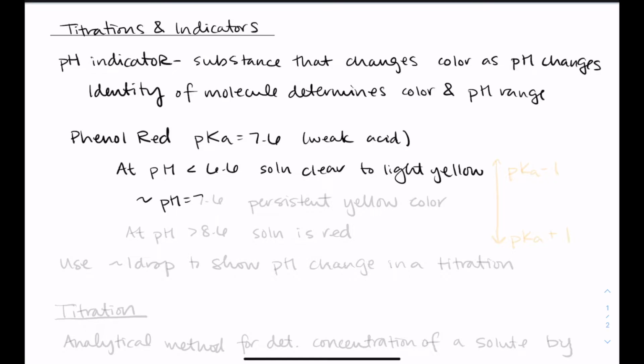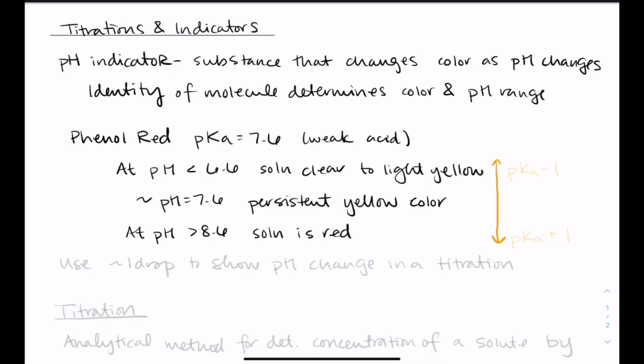And in the case of phenol red, when it is in this form, the solution that it's in will be clear to maybe a little bit light yellow. When you get to 7.6, which is about the pKa, you have a persistent yellow color. And then when you get to 8.6 and greater, what you have is the ionized version, so just the split up version, just the conjugate base and an H plus. And above that pH, the solution is red.